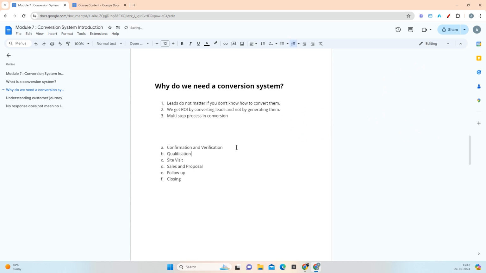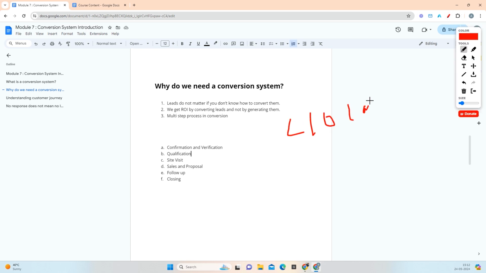Let me write it down, I missed this part. So the second thing is we need to do the qualification part as well. For example, let's say someone has filled out the form, then you ask him some questions. Let's say you asked him, "Hey, I see you have put in your budget as less than 10 lakhs. With a budget less than 10 lakhs, what is it that you want to get done? What is the scope of the project?"